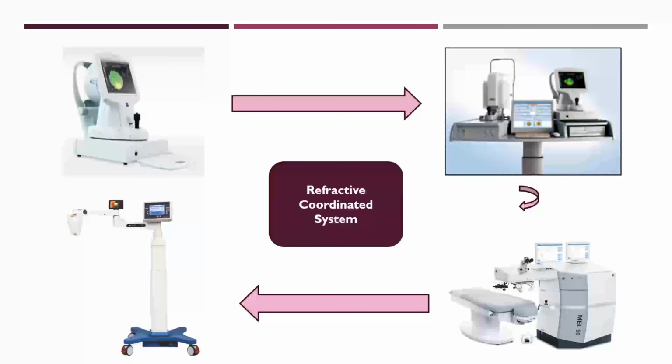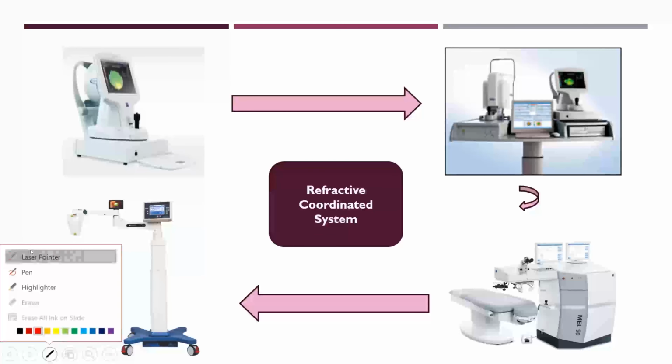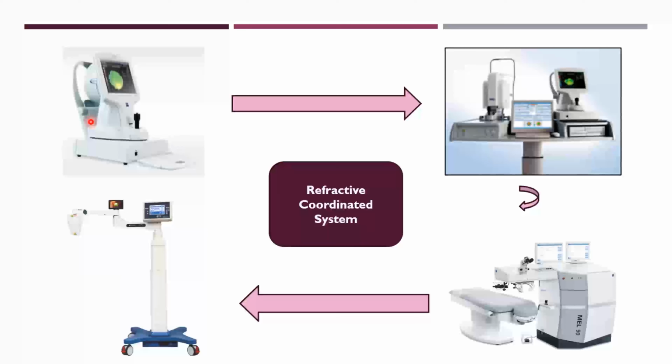So how do we go about the procedure? This is the Atlas 9000 corneal topographer. The corneal topography of the patient is done on this machine. Then the data is transferred to the Zeiss CRS master where the treatment planning takes place. Then the data is loaded onto the Zeiss MEL 90 excimer laser machine, where initially the patient's corneal epithelium is debrided using 20% alcohol. Then we do stromal ablation depending on the treatment algorithm generated.